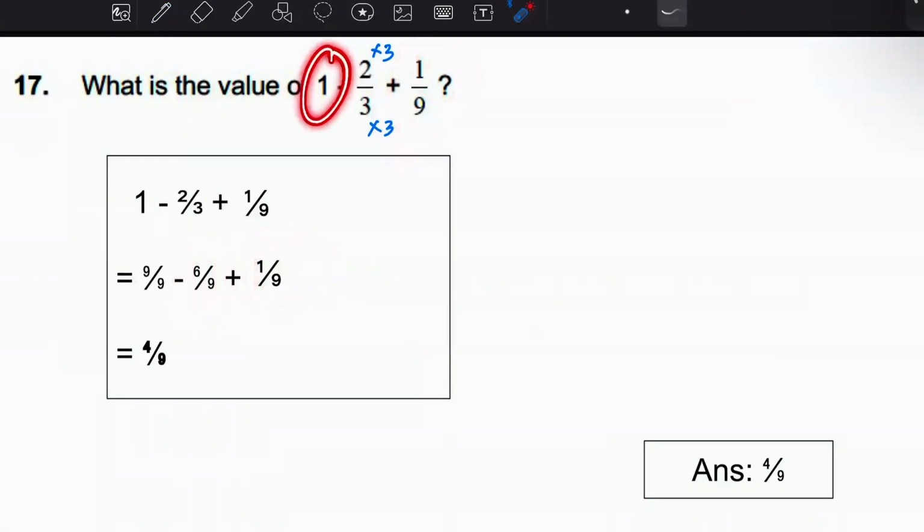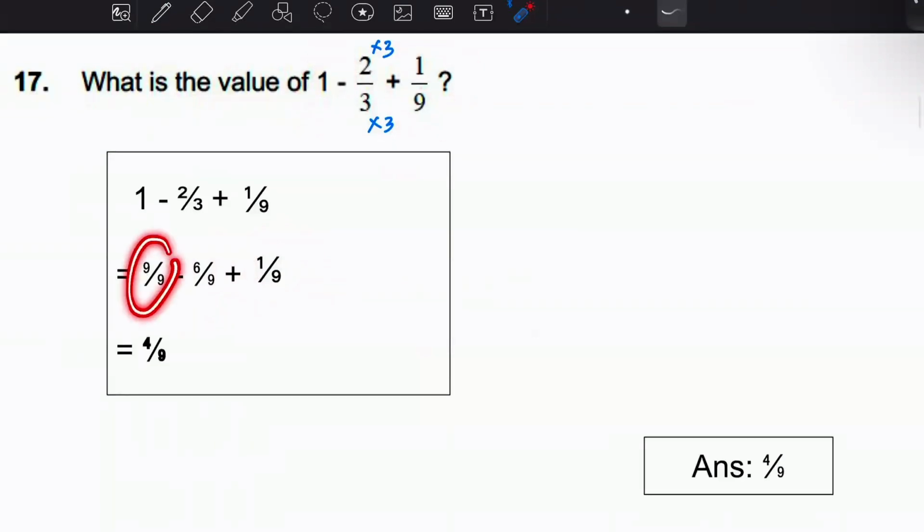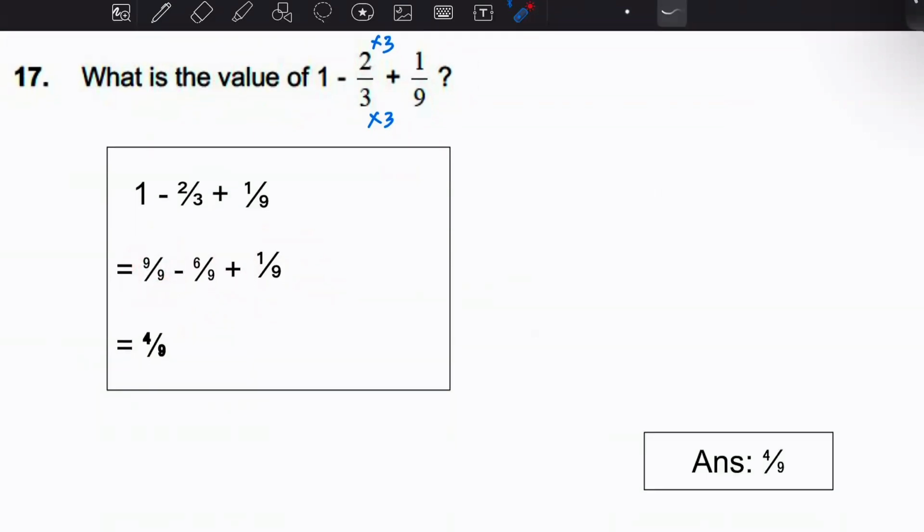Now what about 1? So 1 here is a whole number, so 1 becomes 9 over 9. Then you can add or subtract your fractions properly once you have ensured that the denominators are the same. So 9 minus 6 plus 1, you get 4 over 9. This is your answer.